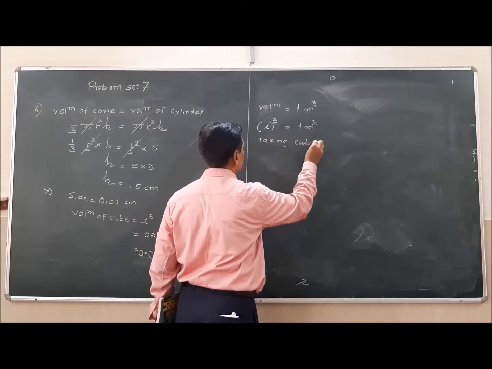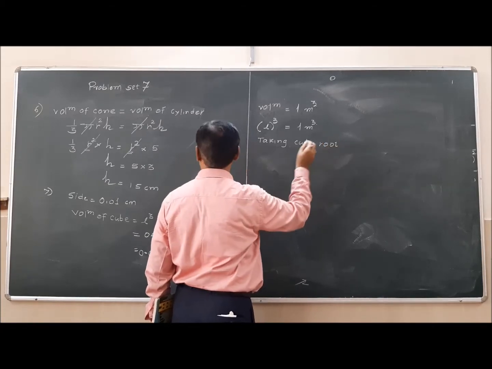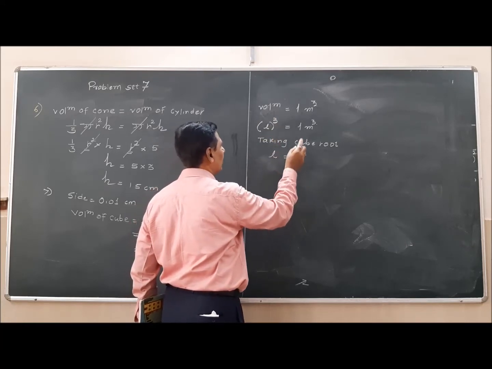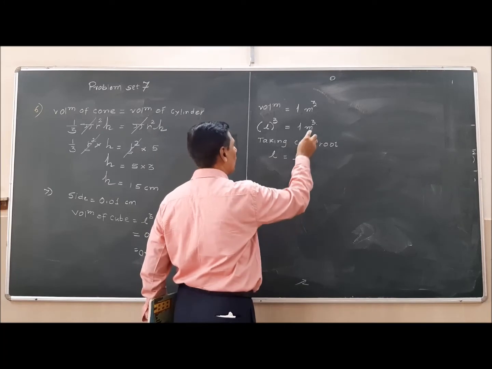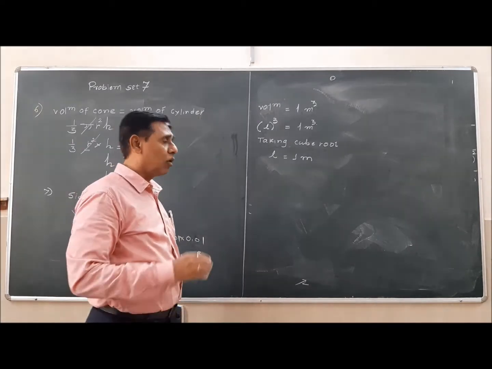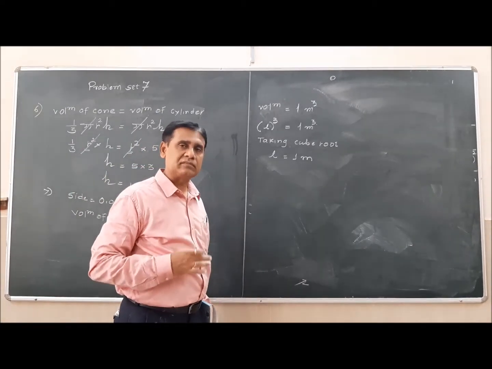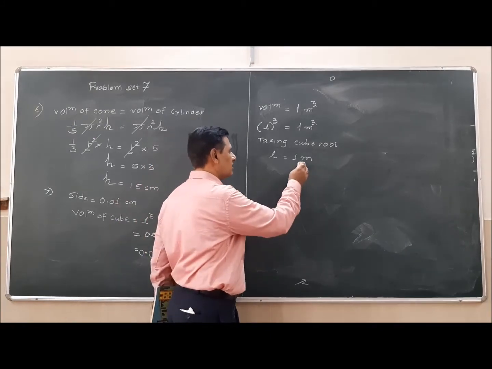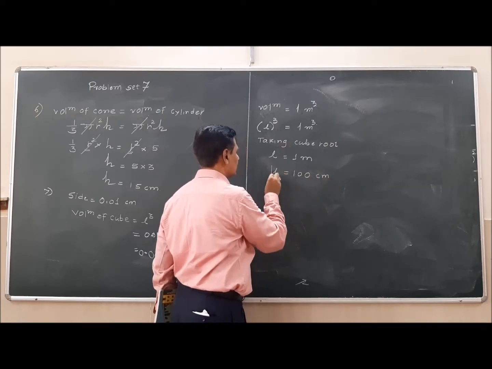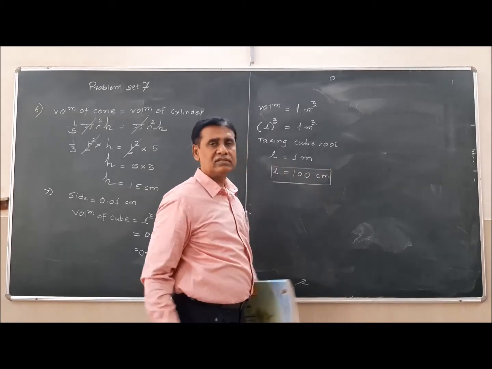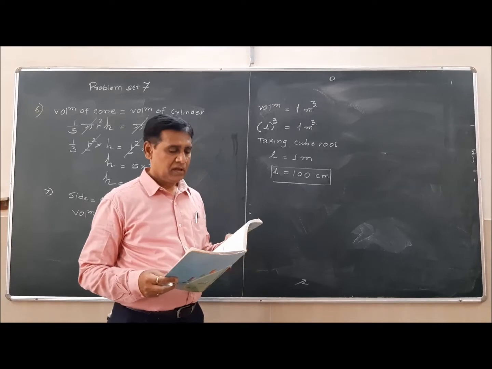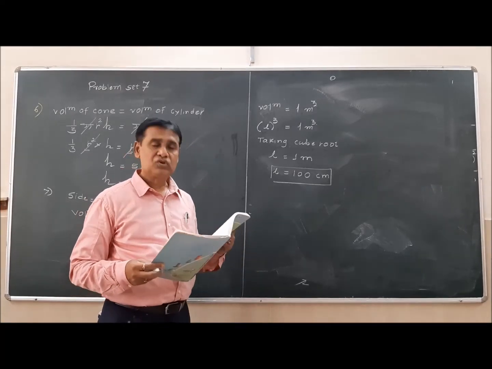Taking cube root. If I take cube root from both sides, naturally the cube root of L cube will be L, and we will find cube root of 1 is 1, while that of meter cube will be meter. But all the alternatives are given in the unit centimeter. Therefore, you will find 100 centimeter is equal to 1 meter. Therefore, side of the cube is 100 centimeter. That is alternative C.